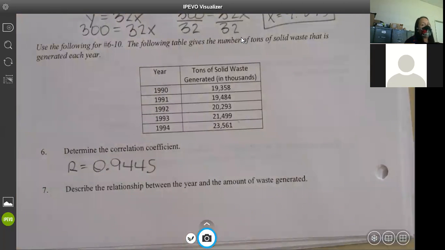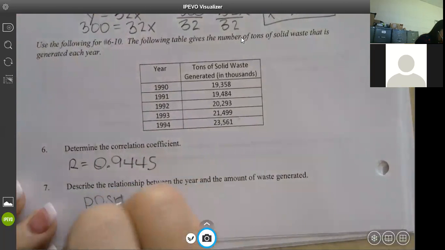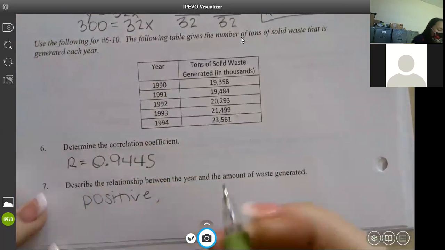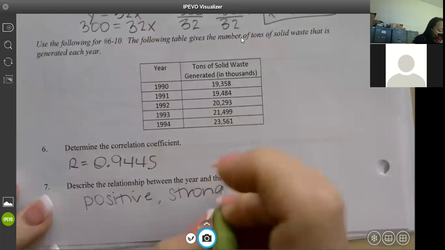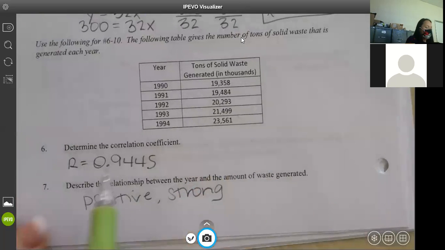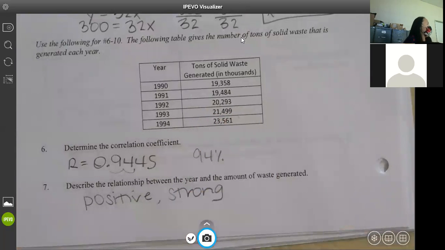So what is this? Remember, your relationship is either going to be positive or negative, strong or weak. So is this one positive or negative? It is positive because the number is positive. Is it strong or weak? Strong. Think about it this way. Think about it as a percentage. If I move my decimal back 2 places, that would be 94%. Is that a strong grade to get, or is that a weak grade? It's a strong. 94 is an A, right? So maybe think about it like that if you're getting a little bit confused with strong versus weak.